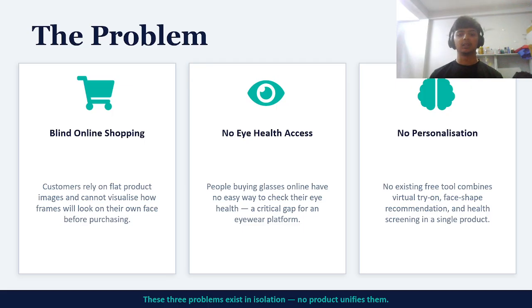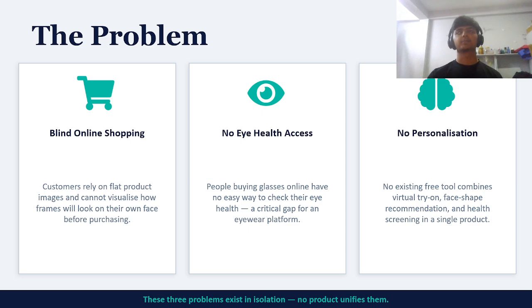The problems. The core problem is simple. Online eyewear shopping has a fundamental flaw. You are choosing something you wear on your face, but you can only see it in a product image. This is the first problem. The customer gambles on how the frame will look until it arrives, and then may need to return it, which is common nowadays.